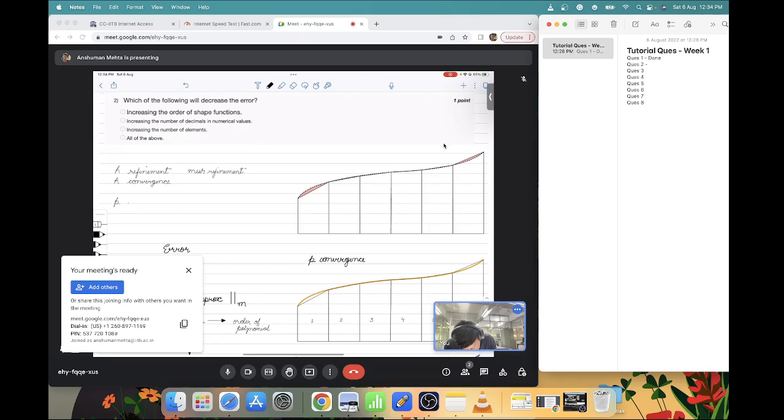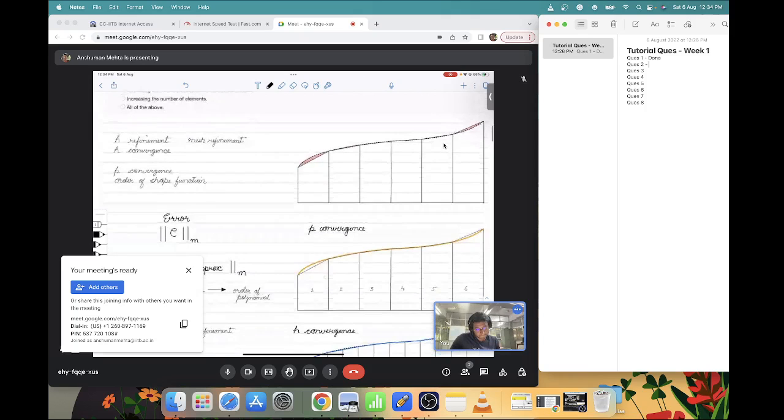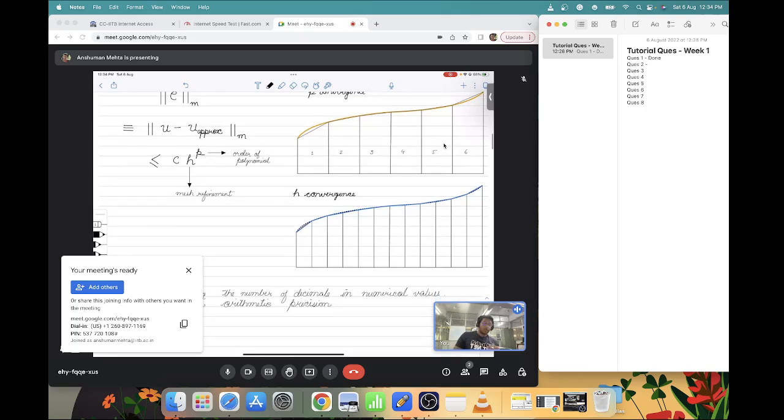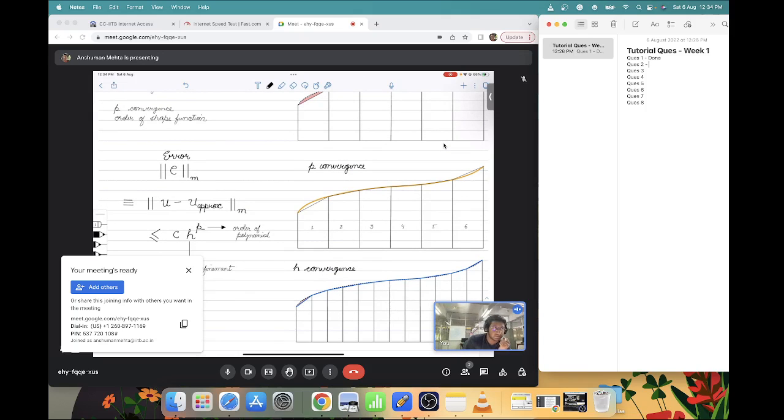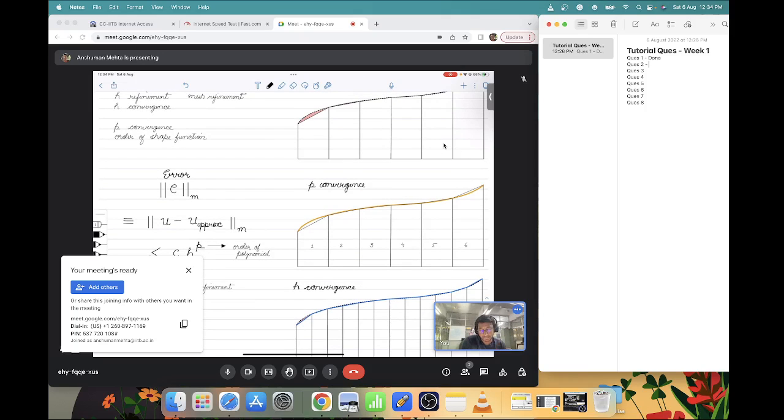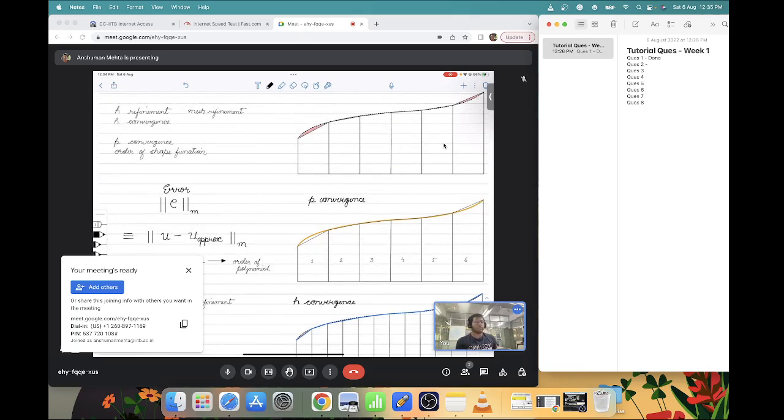Similarly, p convergence is nothing but the order of the shape function. And previously it was a linear element, or it's just denoted by the straight line, but now it is denoted by the quadratic line. So upon increasing the number of elements or refining the mesh, we can achieve accuracy, or we can reduce the error, as well as upon increasing the order of the shape function, we can again reduce the error.